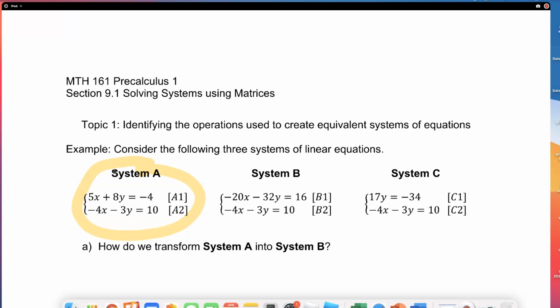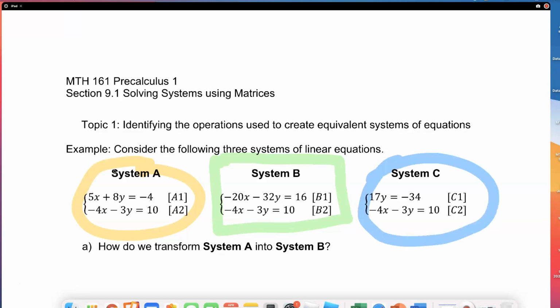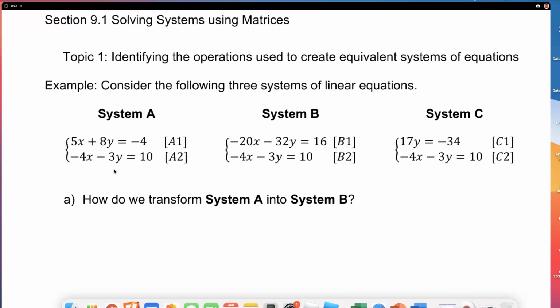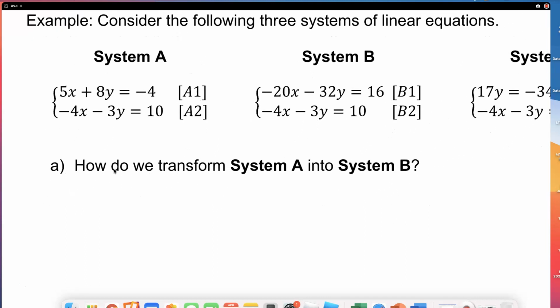So like the first part is going to ask you, what did you do to the orange system to get the green system? And then the second question will ask, what did you do to the green system to get to the blue system? So we're going to see what they did, okay? So we have to notice the change here. So first of all, first part, how do we transform system A to system B?